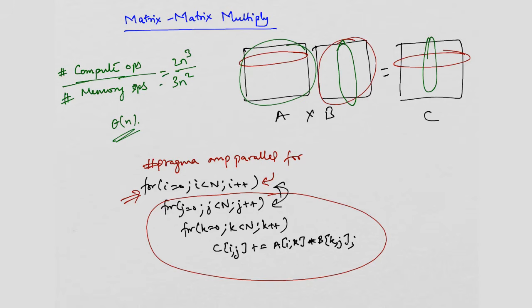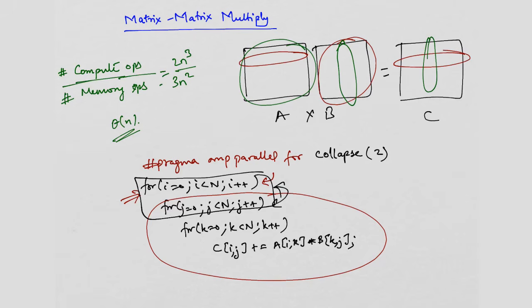Okay, before we go to something better, there's something called the collapse clause. What this does is, if I say collapse(2), it basically clubs these two loops together, the two immediately occurring loops, and then divides them up amongst the threads.